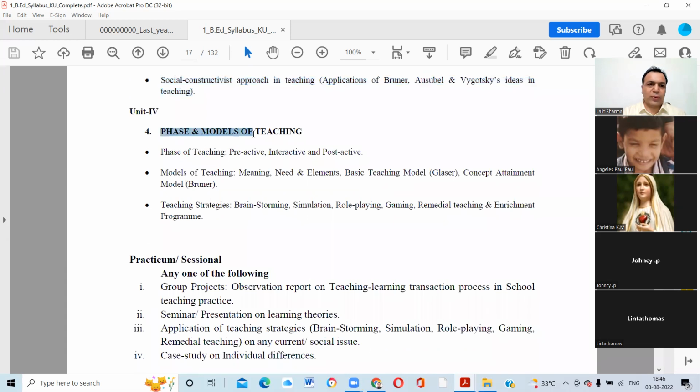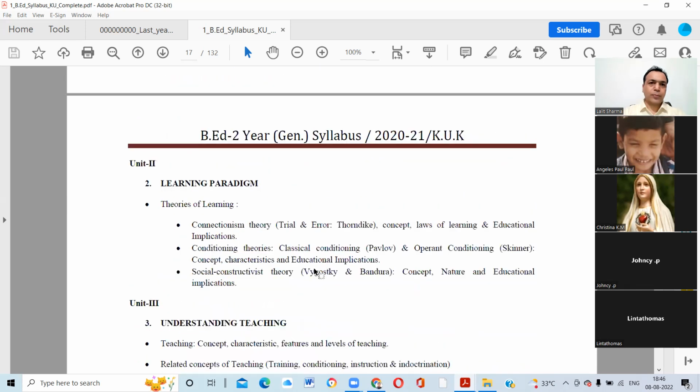Number 4 is phases and models of teaching. All 3 phases have come: preactive, interactive, and post-active. Under teaching models, there are 2 models. One is the Glaser teaching model, and the other was given by Bruner. The name of the model is CAM, the Concept Attainment Model. We have discussed it in the class. And last is teaching strategies, which we have already discussed in detail in class, if you remember: brainstorming, simulations, role playing, remedial teaching and enrichment program.